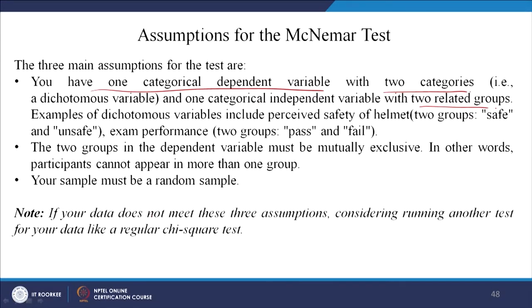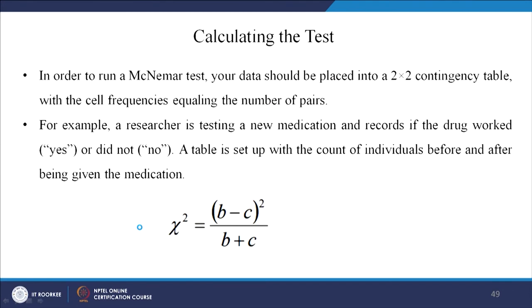Note, if your data does not meet those three assumptions, consider running another test for your data, like a regular chi-square test. How do you run the McNemar test? Your data should be placed into a 2x2 contingency table with the cell frequencies equaling the number of pairs. For example, a researcher is testing a new medication and records if the drug worked, yes, or did not work, no. A table is set up with the count of individuals before and after being given the medication.